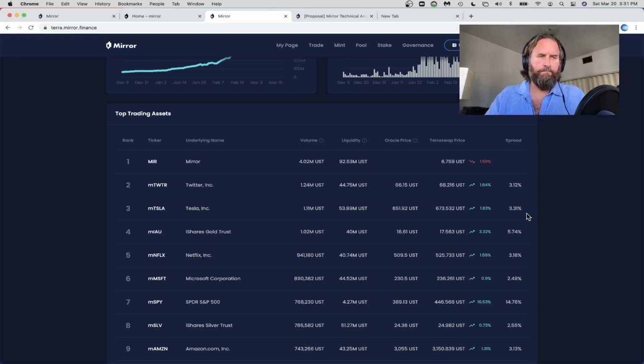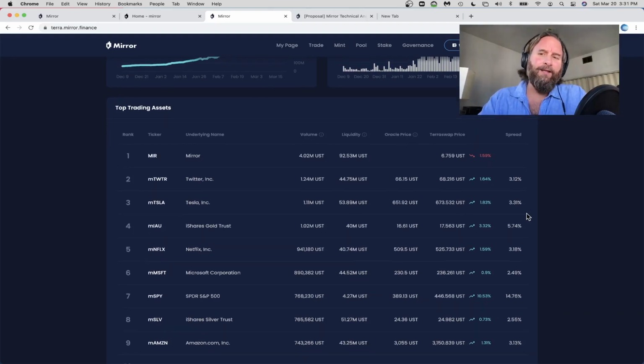It's actually called yield farm, the governance token MIR. Okay, so anyway, that just explains why people might be willing to pay this kind of spread. Look, that's almost 6%. That's crazy. I'm not paying that kind of spread, but some people are. Look at this spread, 14.47%.